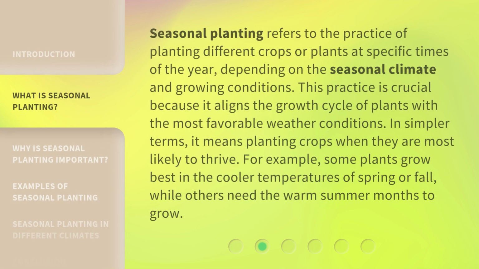Seasonal planting refers to the practice of planting different crops or plants at specific times of the year, depending on the seasonal climate and growing conditions. This practice is crucial because it aligns the growth cycle of plants with the most favorable weather conditions. In simpler terms, it means planting crops when they are most likely to thrive. For example, some plants grow best in the cooler temperatures of spring or fall, while others need the warm summer months to grow.